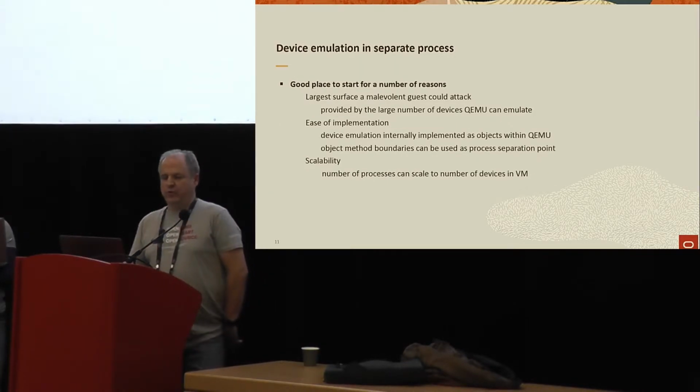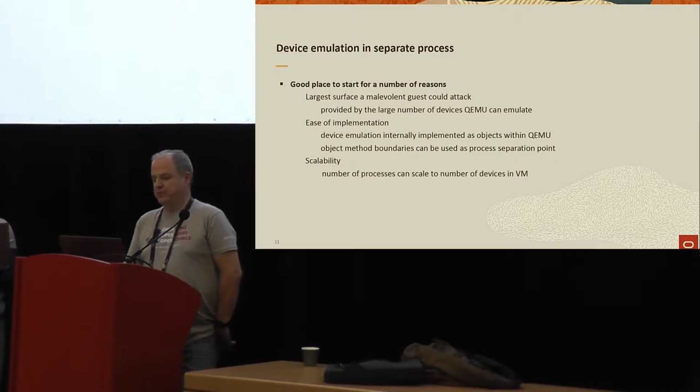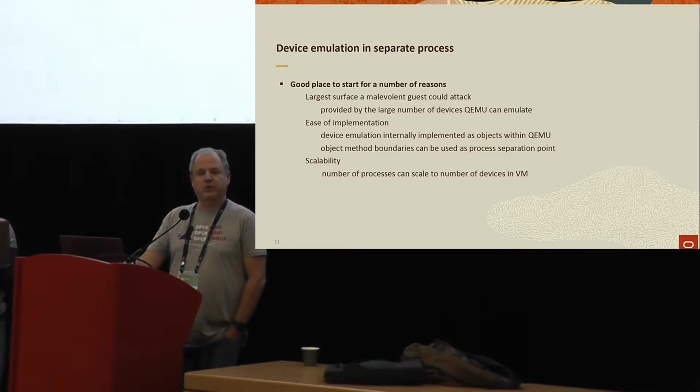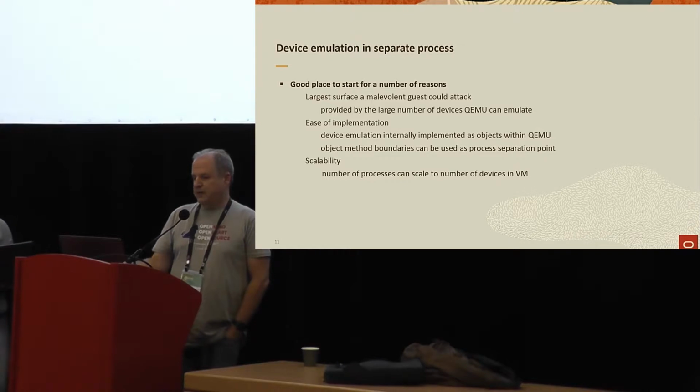As I said, our first cut at this was to put device emulation in a separate process. That's a good place to start for a number of reasons. The most obvious one is that it's the largest surface area that a malevolent guest can attack. Most of the touch points of a guest to QEMU are via the MMIO operations that it does to the devices that it uses. The other one is, frankly, ease of emulation.